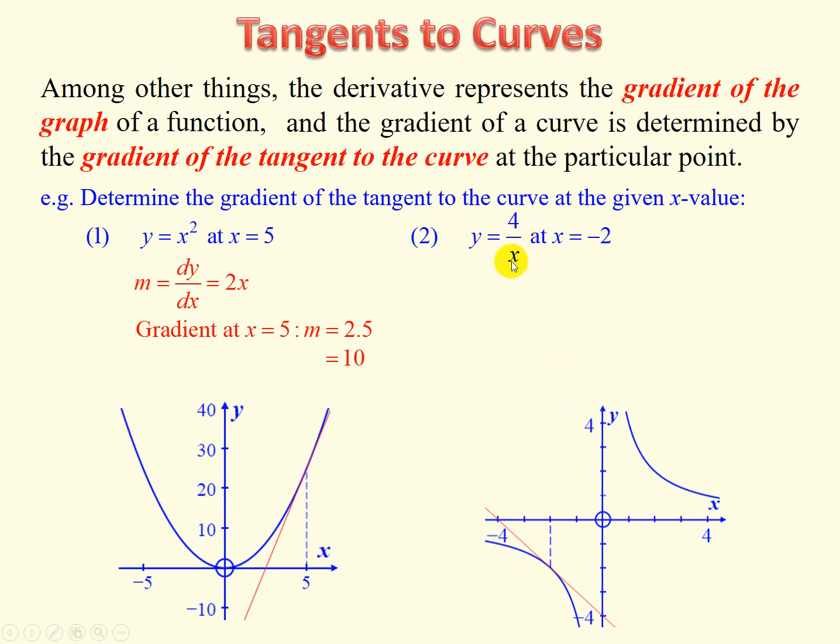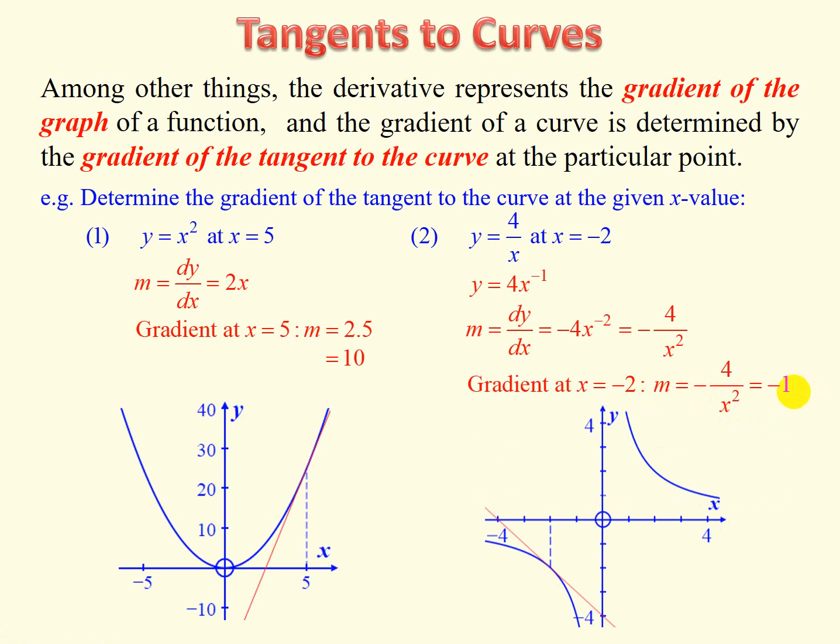So first thing we have to do with y equals 4 over x is write it in the form which we can differentiate, 4x to the minus 1. Now we go into the differentiation. Multiply down, subtract 1. So minus 4x to the minus 2, which is minus 4 over x squared. To find the gradient of the tangent at x equals minus 2, we're going to substitute minus 2 for x. And we get minus 4 over minus 2 all squared, and it gives us minus 1.